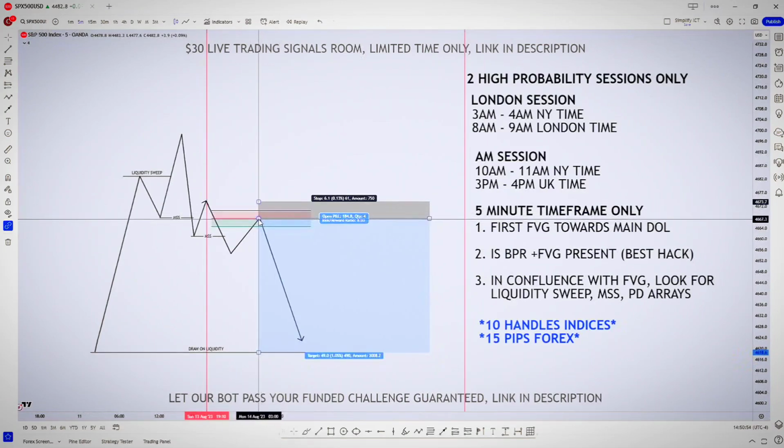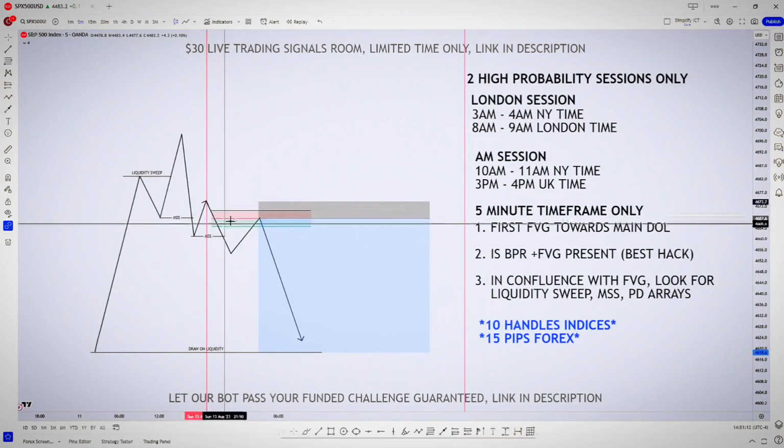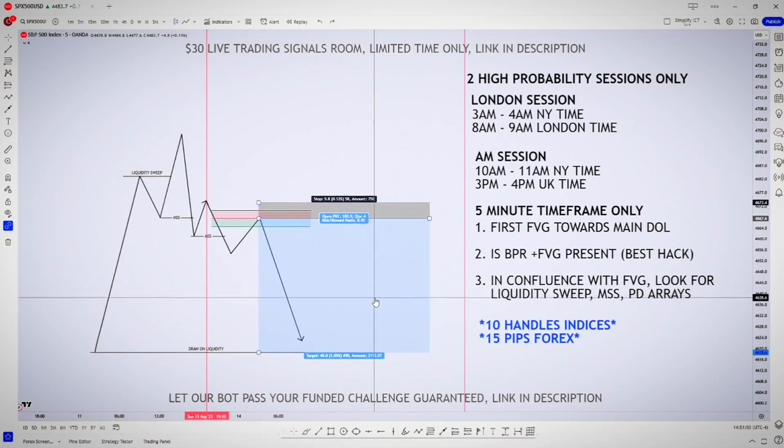So the consequent encroachment, the mean threshold, whatever you want to call it, is basically the 50% of the fair value gap itself. An FVG is made up of 3 candles. If you haven't watched my fair value gap video already, I highly recommend that you watch that, otherwise you will be stuck when you're trading this strategy. So you need to know what a fair value gap is, and the link to that will be in the description below.